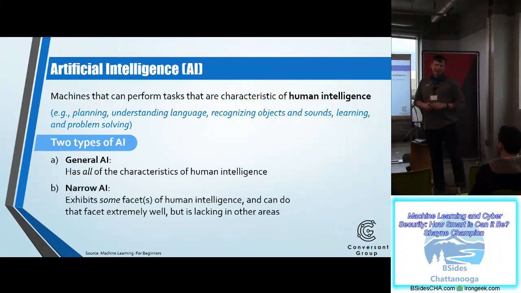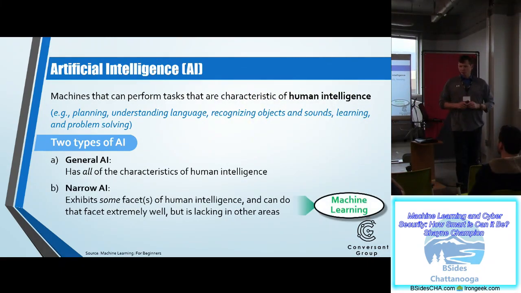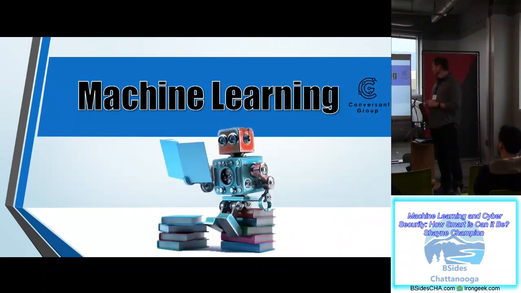So that would be something that has most of those characteristics. But then you have a narrow AI, and this is where AI and machine learning fits in, because it can do one part of what a human can do, and can do that really, really well. But the other stuff, not so much. Okay? So really, the best way to think of artificial intelligence and machine learning is it's not brilliance, it's a savant. It can do one thing really, really well. Laser focused on that. Outside of that, good luck, because that's all it's designed to do. So that's where we get machine learning. It's that narrow AI. Okay?